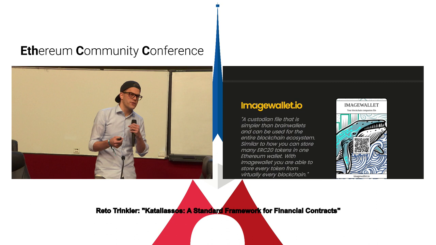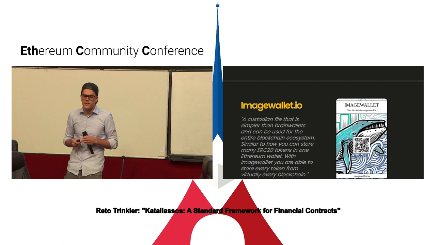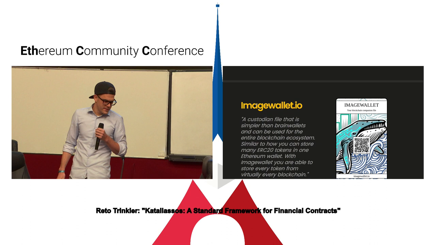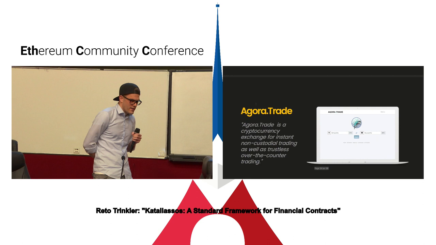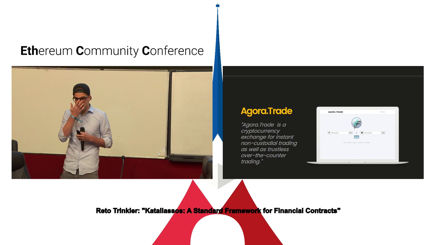You can imagine this file as like an Ethereum account, where with one account, you can hold all of these different ERC20 tokens. With an image wallet, you can not only hold all of these different ERC20 tokens, but you can hold Bitcoin, Litecoin, and pretty much any coins of any network. And we use that concept in our non-custodial exchange. Non-custodial really means that in this exchange, we separated the matching engine from the settlement engine.